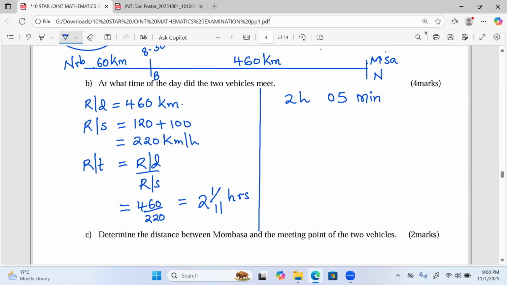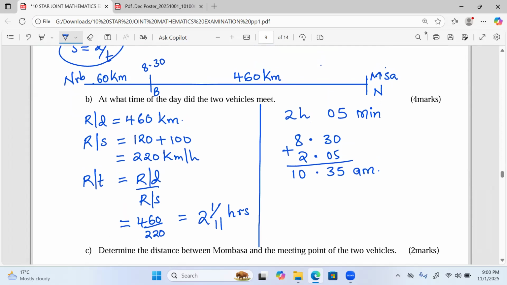1 hour, 5 minutes. Therefore now, from 8:30, we are adding 2 hours, 5 minutes. So this is 35. This is 10:35 a.m. the same day. So now this is the time they shall be meeting. The time they shall meet.